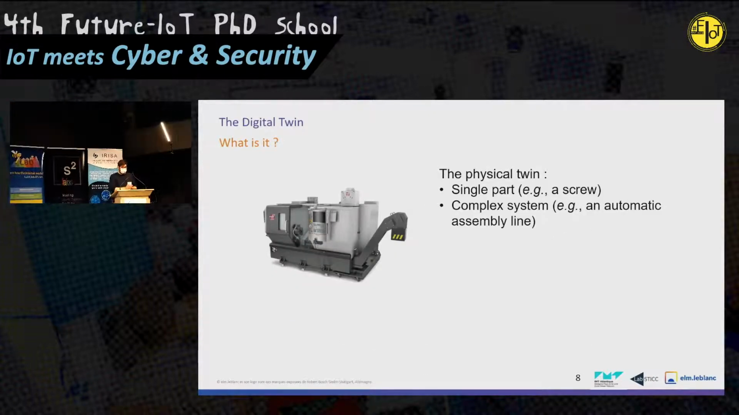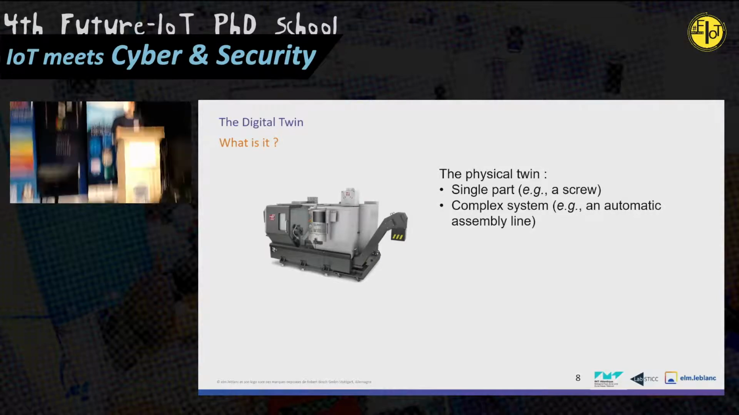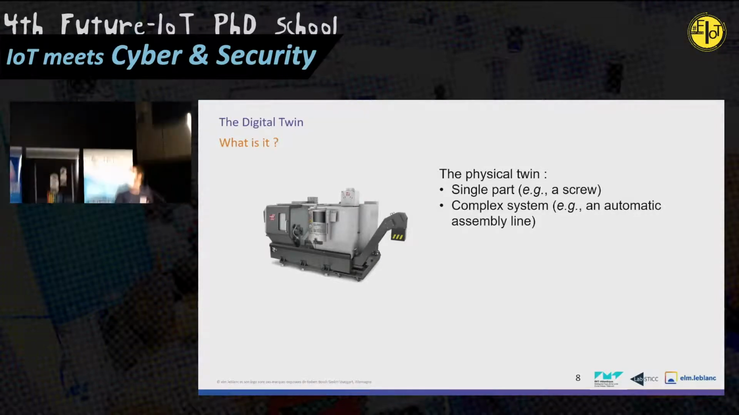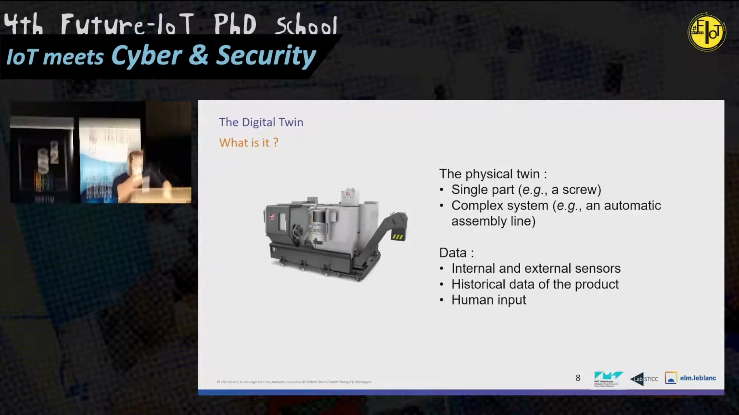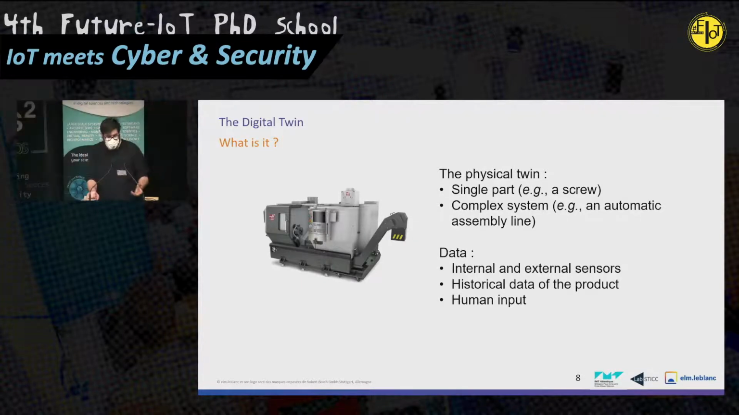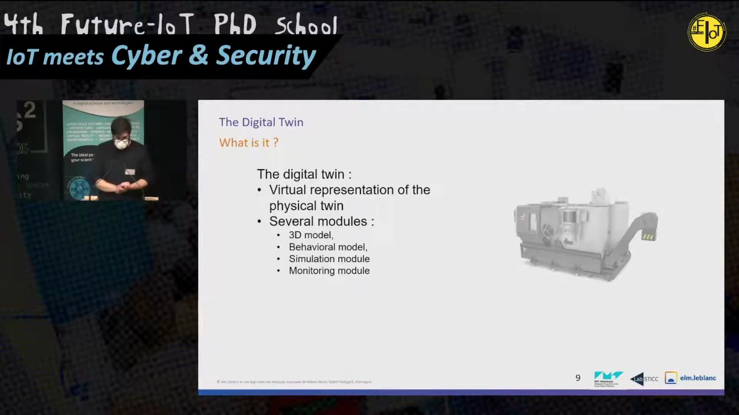So to be more precise, we have the physical twin, so single part or complex system. And we have data, and this physical twin will provide data, which can come from internal and external sensors. And these sensors will be part of the physical twin. We have the historical data of the product, like every maintenance which has been done on this product, and we can have human input that will send data, for example.